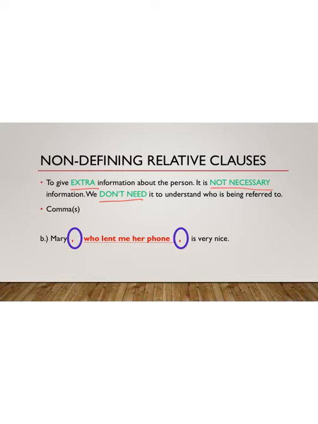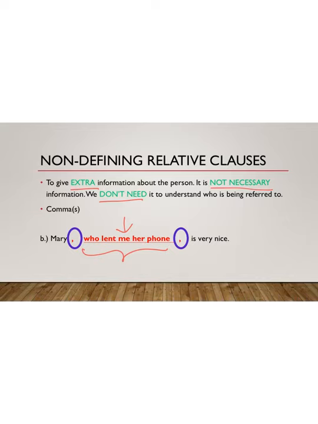But maybe you just want to give more information about Mary. And that's why this piece of information is not necessary, because we already know who Mary is. Unlike the previous example, where I just don't know who the man is, and that's why you must give me some more information about the man so that I know which man you are talking about. But this time, with Mary, we all know who Mary is, so there is no need for you to give this piece of information to understand who Mary is.